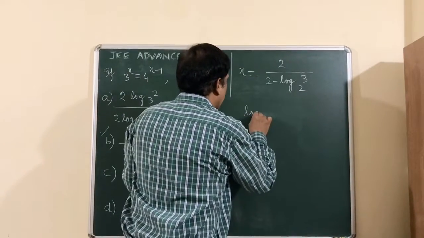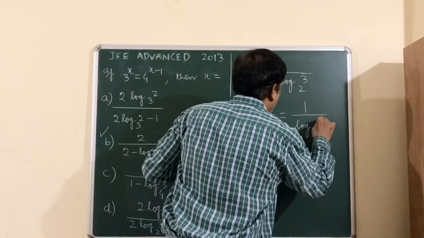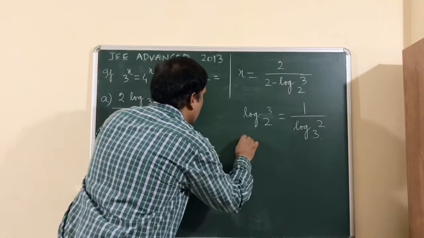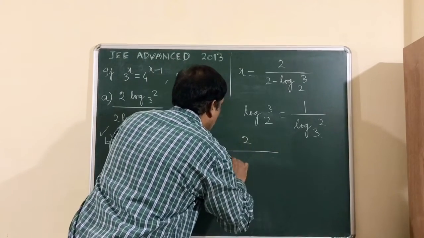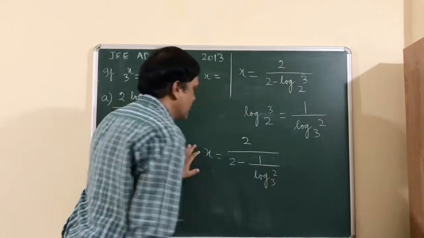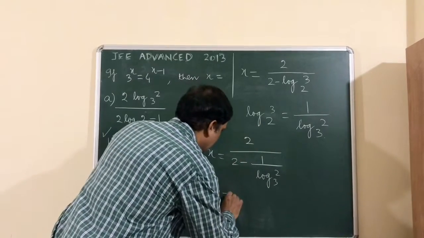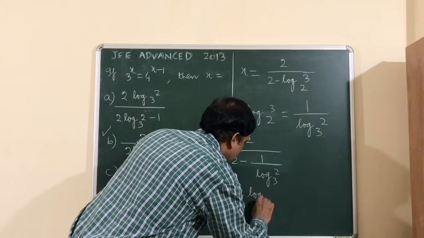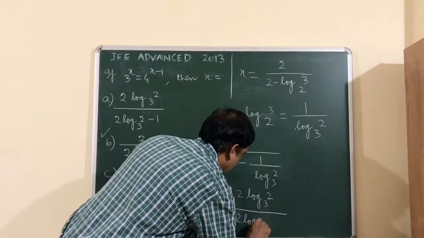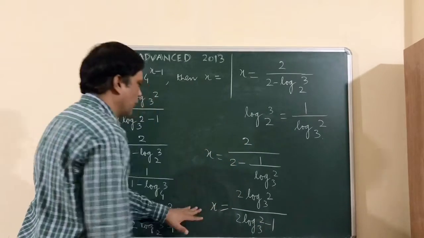And we also know that log of 3 base 2 can be written as 1 upon log of 2 base 3. So if I convert this value, x is equal to 2 upon 2 minus 1 upon log of 2 base 3. Now if I take the LCM, log 2 base 3 will come here and that will go on the top. So that is 2 log 2 base 3 divided by 2 log 2 base 3 minus 1. This is the value of x.